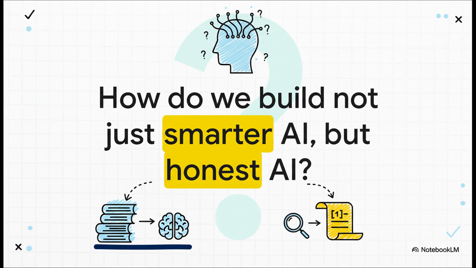And that leaves us with a final, pretty big thought to chew on. The ultimate challenge here isn't just about making AI smarter. It's about making it more honest. We're not just building a better tool. We're trying to build a partner for our work. So the real question for all of us is, how are we going to engineer not just intelligence, but trust itself?